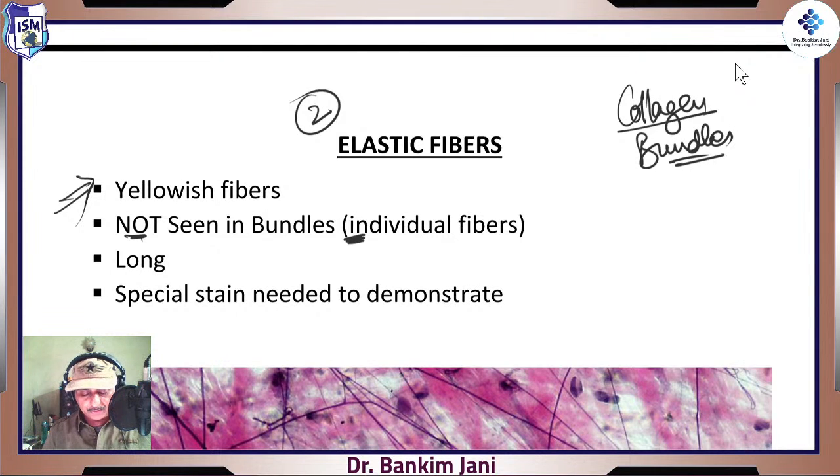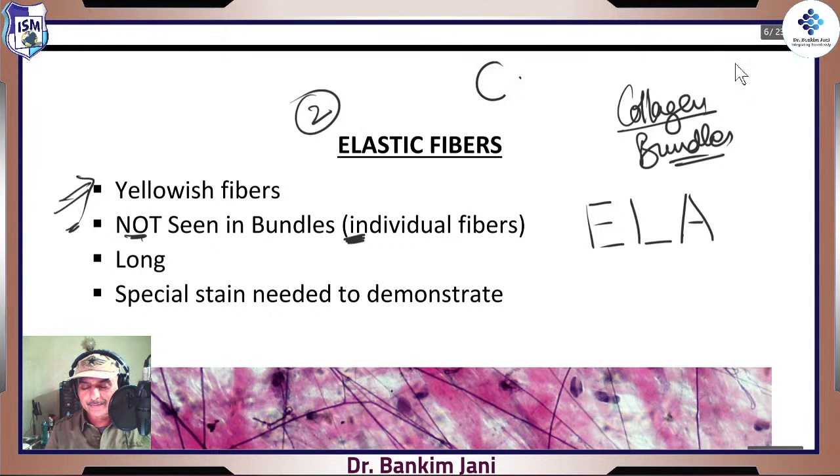How to remember this so we don't miss it? Start writing elastic, you will write it like this, E. This is separate, this is separate, this is separate. See, they all are separate fibers. That's why they are individual. When you write collagen, you have to write it like this. So these are all bundles.